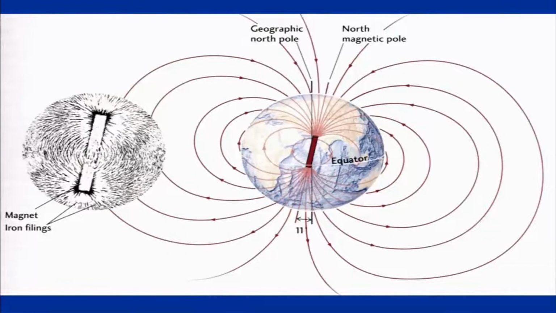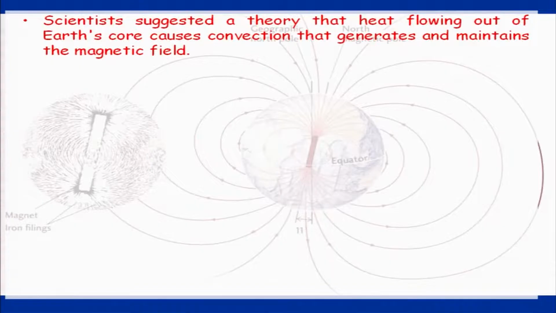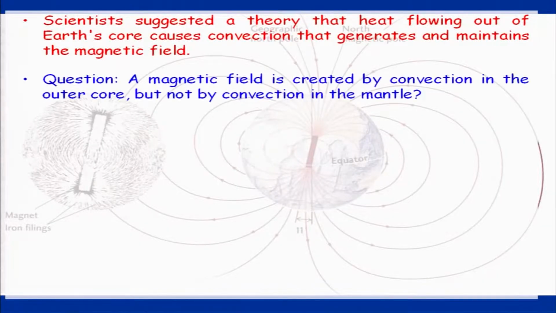So further it was discussed, and scientists suggested a theory that heat flowing out of the earth's core causes convection that generates and maintains the magnetic field. Now this is very important, but the question again is, the magnetic field is created by convection in the outer core, but not by convection in the mantle.